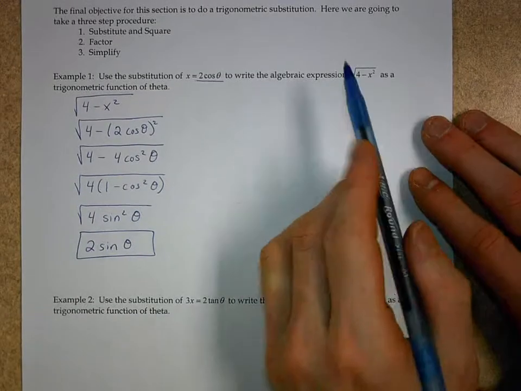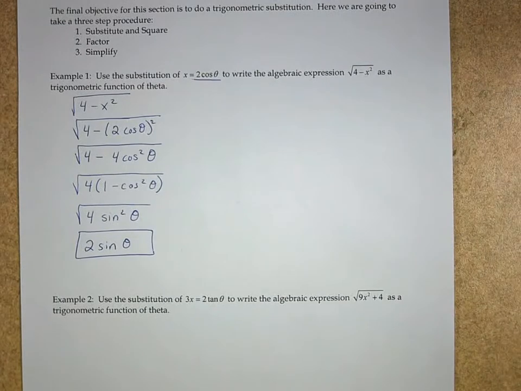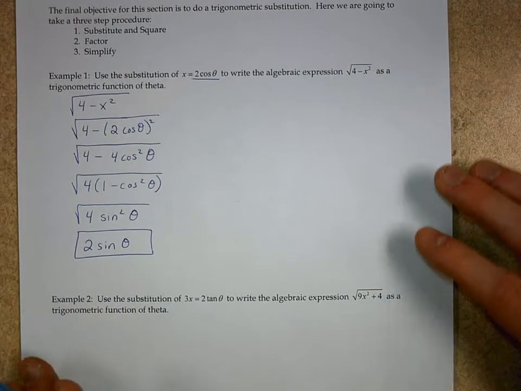So the algebraic expression, square root of 4 minus x squared with 2 cosine theta substituted in for x, simplifies down to 2 sine of theta.